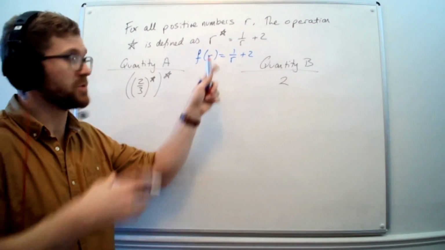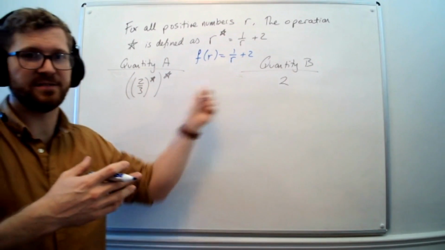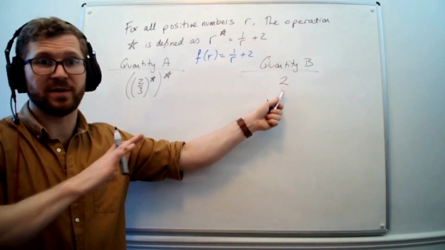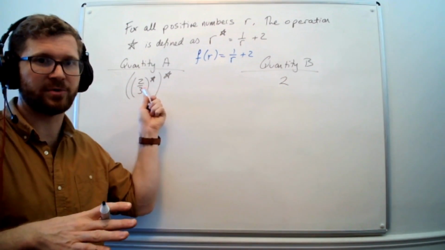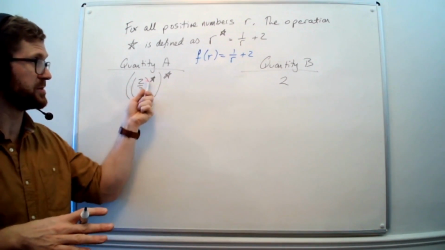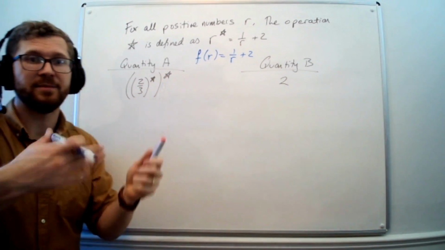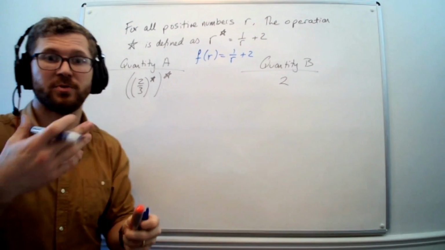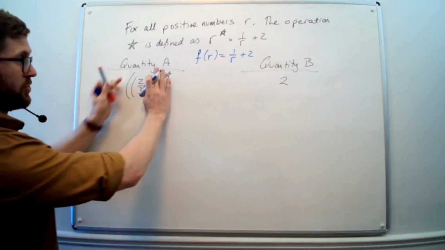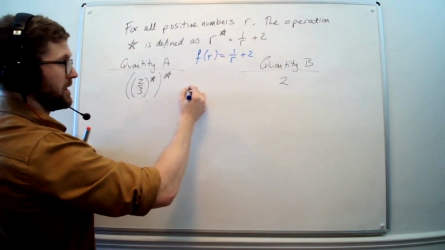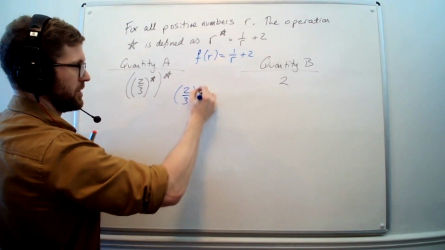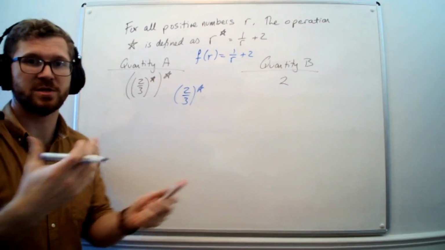All right. So into the question, a quantitative comparison question, as we can see, we don't have to do anything with B. This is all about quantity A. I've got 2/3 star star. All that means is I'm going to have to apply this rule twice. So I'm going to ignore the outside bit to begin with and just take a look at what we get when I do 2/3 starred.